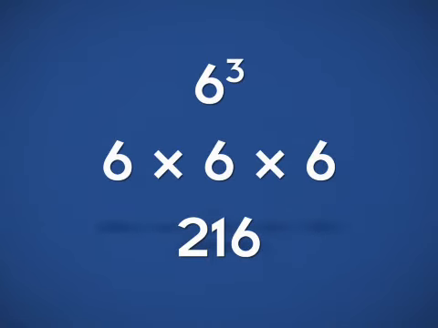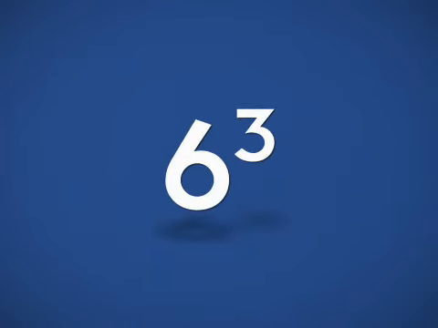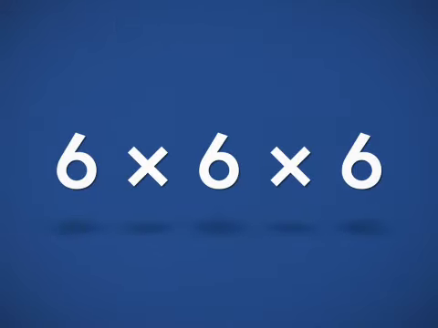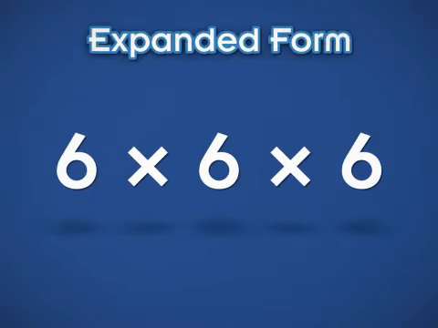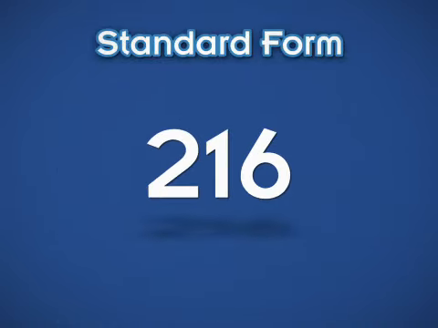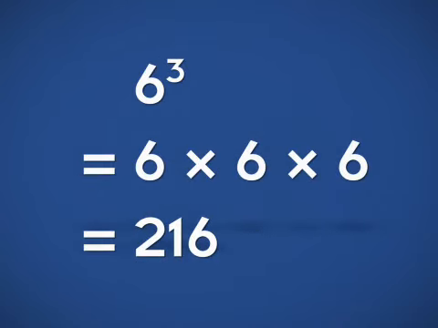So far, we've seen a power written in 3 different ways. As an expression with a base and an exponent, this is called exponent form. As repeated multiplication, this is called expanded form. As a single number, this is called standard form. All 3 forms are equivalent. They have the same numerical value.